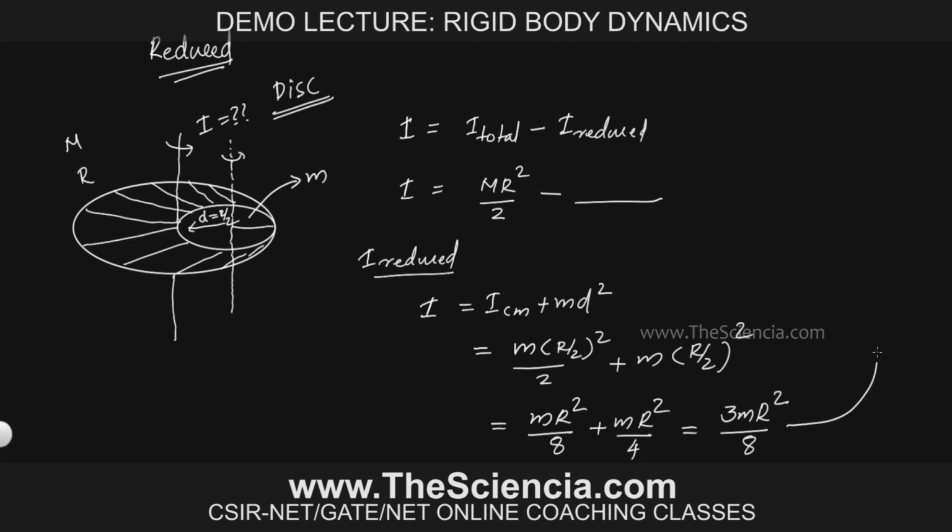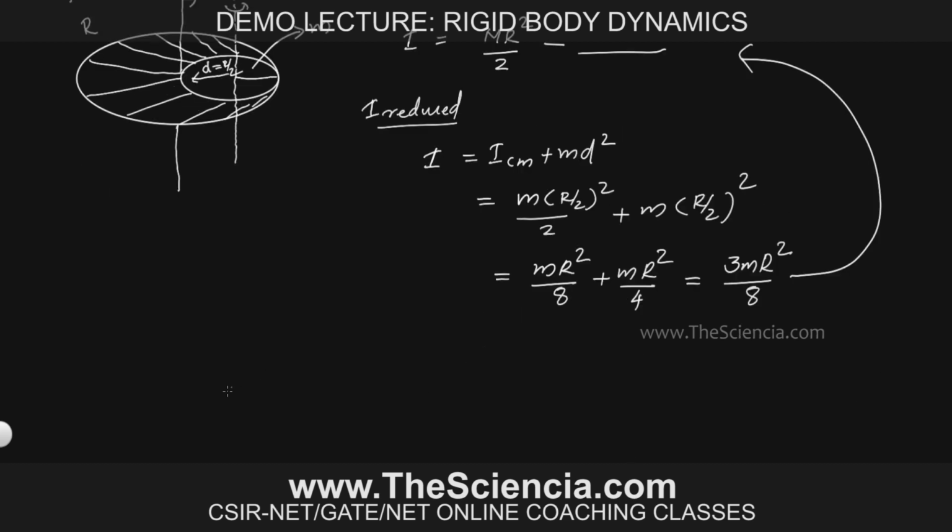Now we can substitute this value here. So what we get? I is equal to M R square by 2 minus 3 m R square by 8. Here you cannot directly subtract this value from this one. Why? It is capital M and here it is small m. So we have to find out small m in terms of capital M.